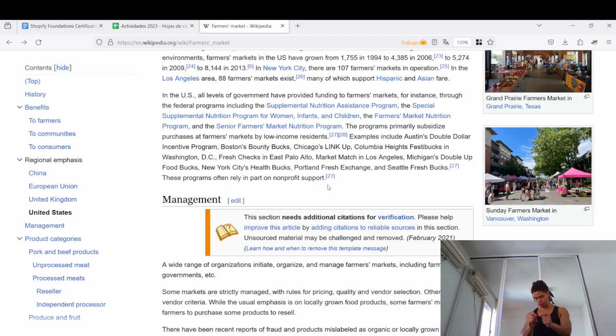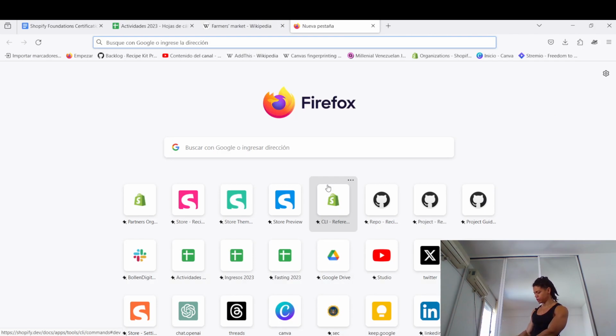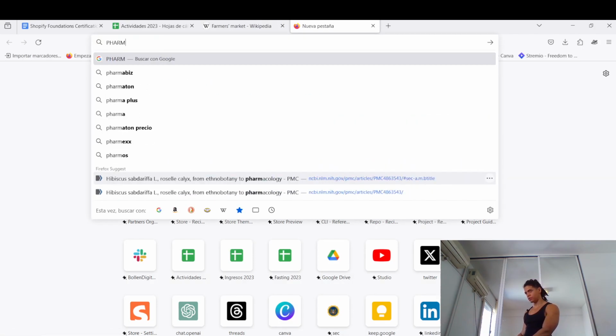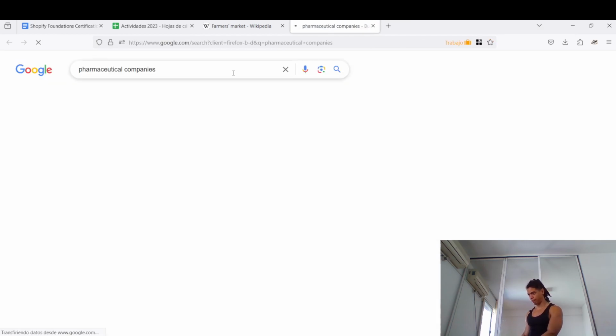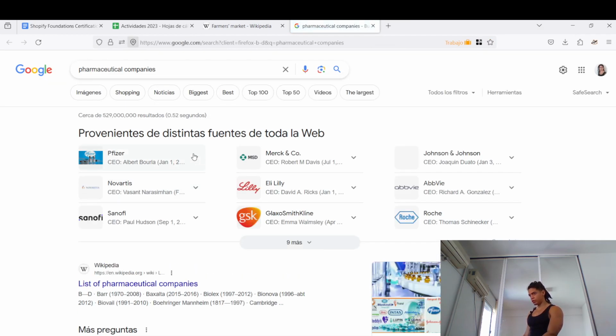Also for regulated industries, for example pharmaceutical companies. Pharmaceutical companies, so Bayer, Roche, and Johnson and Johnson is another. What the hell? List of pharmaceutical companies. Oh my god.